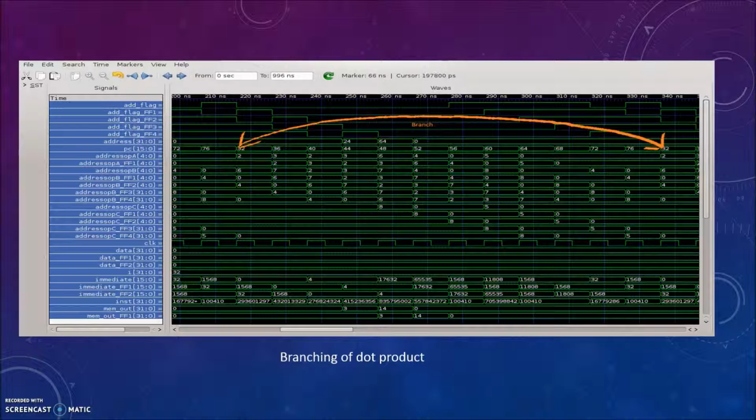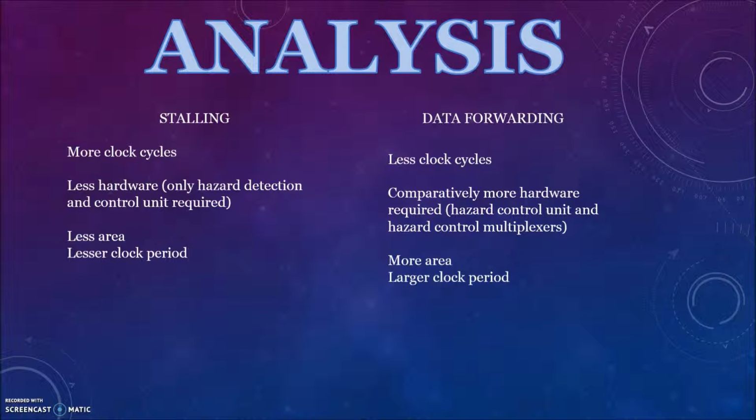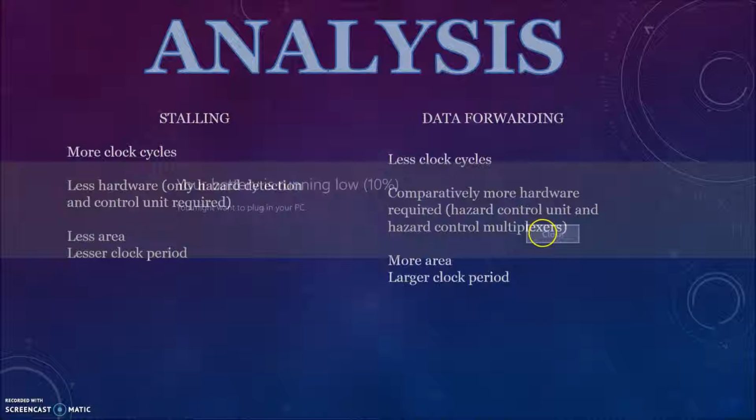This slide shows us the branching of the dot product, where the instruction address is branched back towards the end again, and these things continue, and this can be improved by using more branch instructions, and by data forwarding the instructions or the functions. So the analysis I made through my design is that by putting in more clock cycles, I can avoid the stalling process where the data dependency is not there, so that everything can work properly.